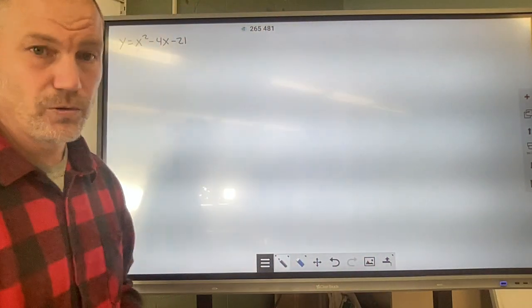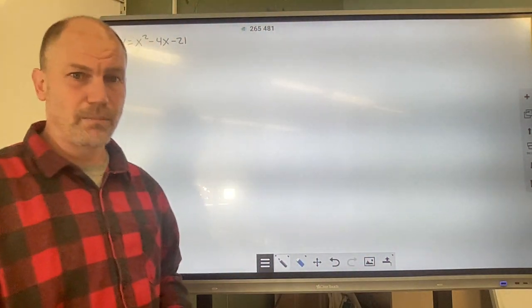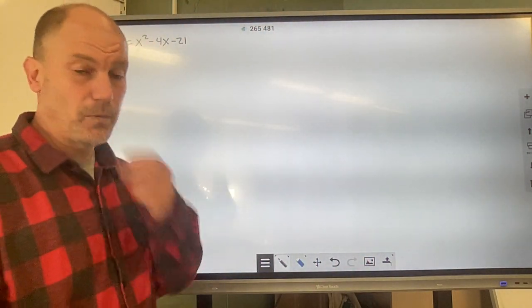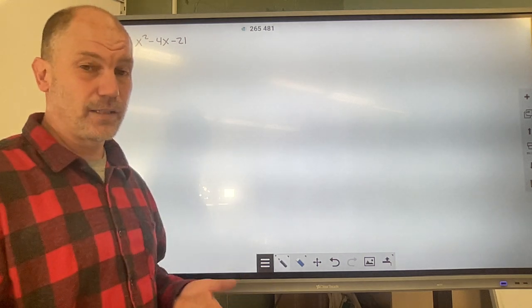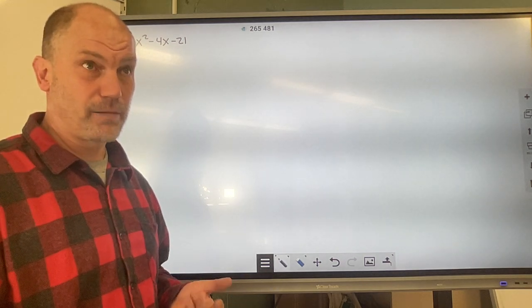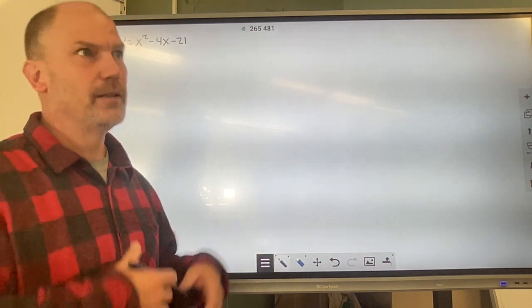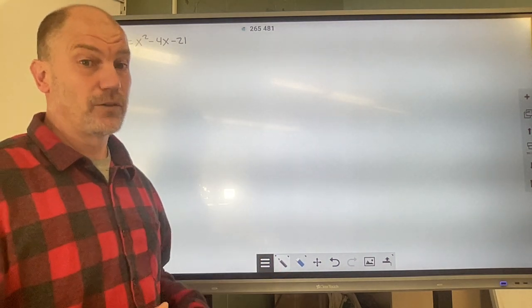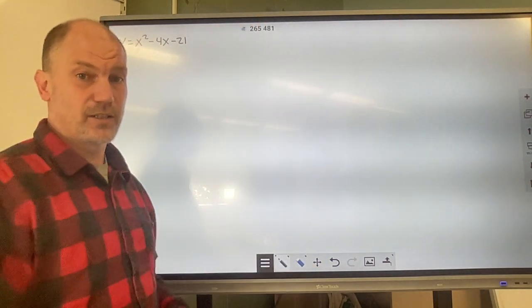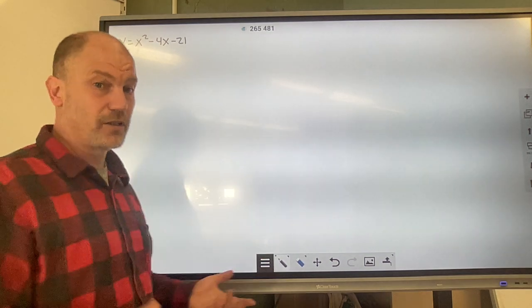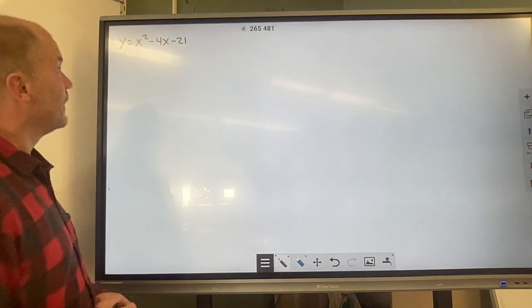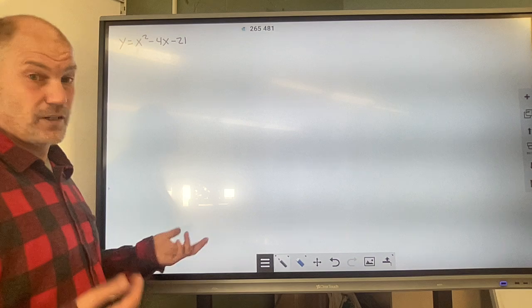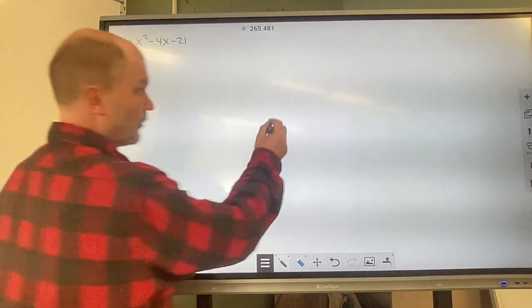So I'm about to graph x squared minus 4x minus 21. You should instantly be able to recognize this as a parabola, or quadratic, or more importantly, that it is a polynomial. So therefore, it's going to be smooth and continuous. It has one turn. We should be able to identify these things. Our job is just to graph it with calculus.